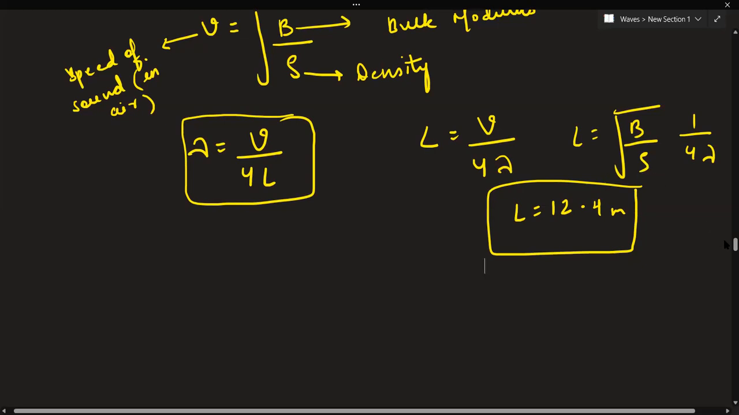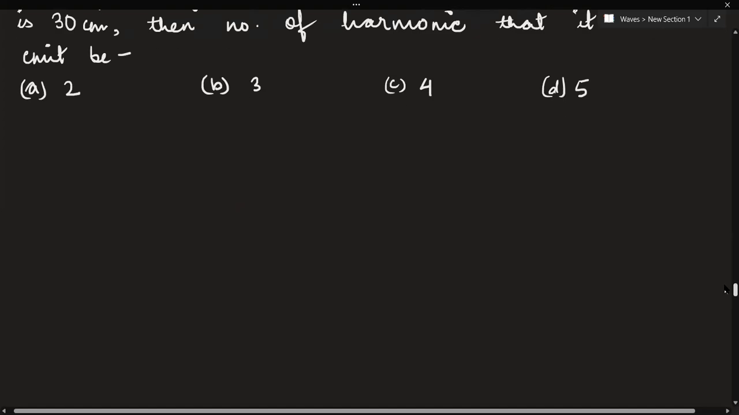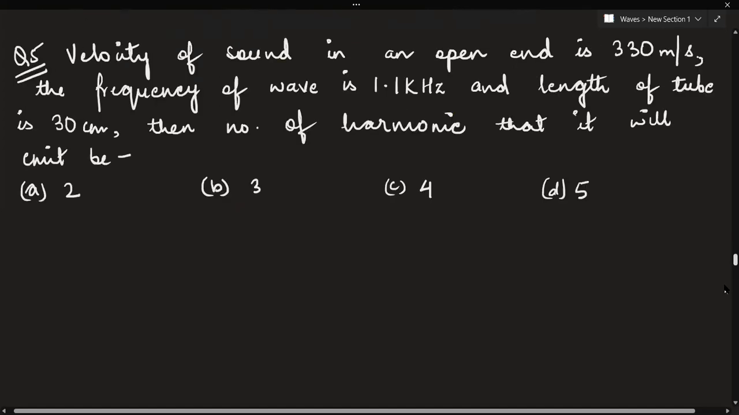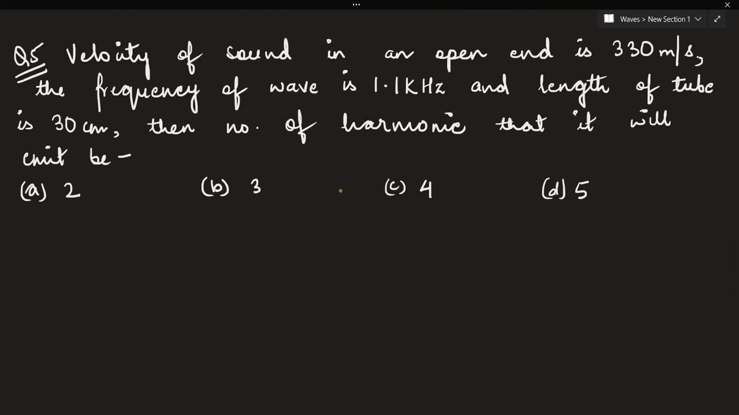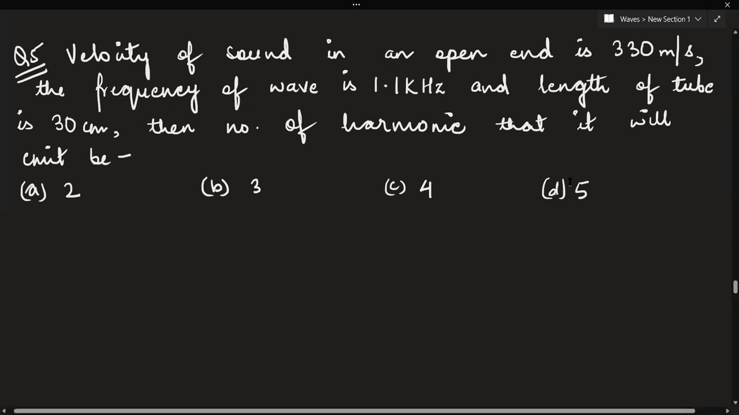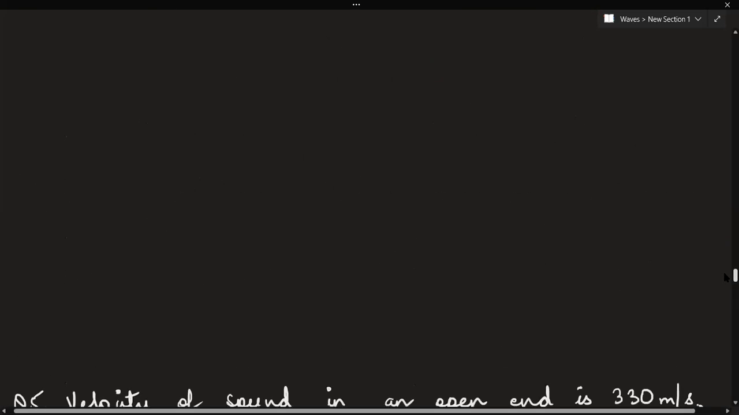Okay, let's see more. See, this says that the velocity of sound in an open end is 330 meter per second. Frequency is given as 1.1 kilohertz. And the length of the tube is 30 centimeter. We have to find out the harmonic that it will emit. Okay, before this, let's do one more thing.